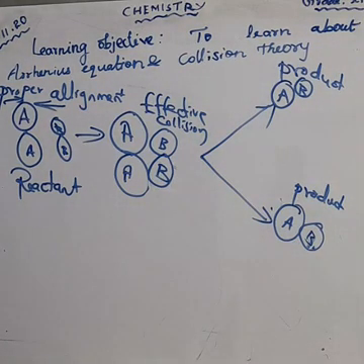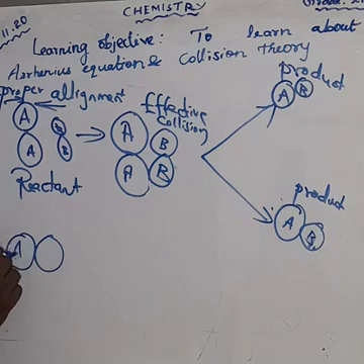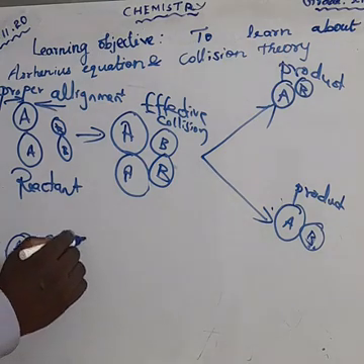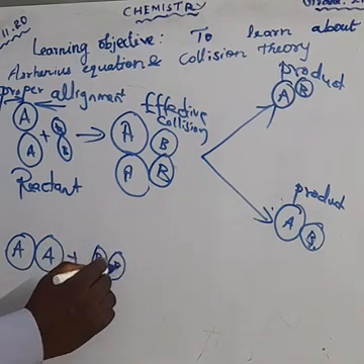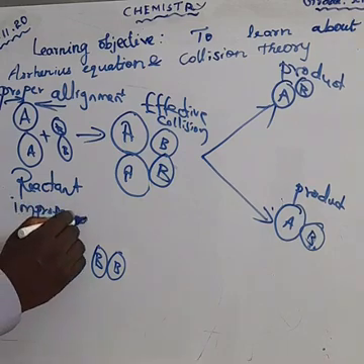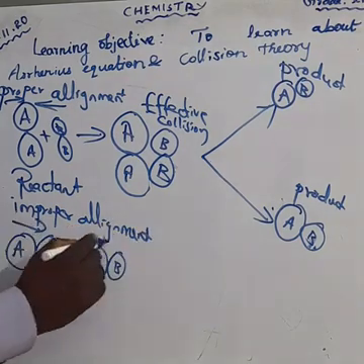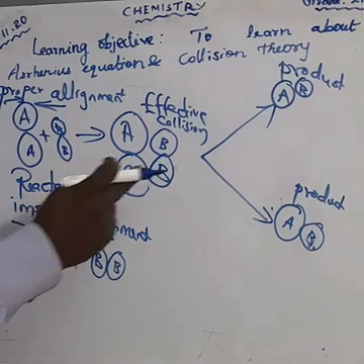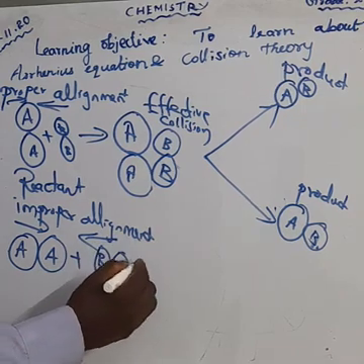We can draw the improper collision. That is, this is the AA, this is the correct form. Here we are writing the linear arrangement, AA like that, A plus, here also plus B. Improper alignment. Here, this is an effective collision. This is an ineffective collision. Like that we get one of the structure.